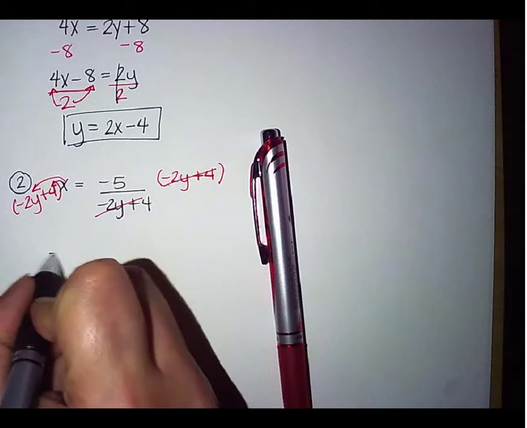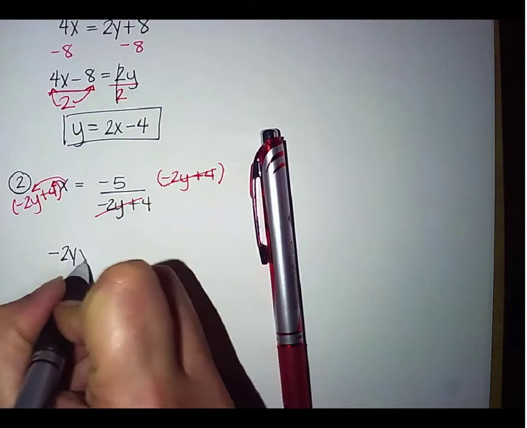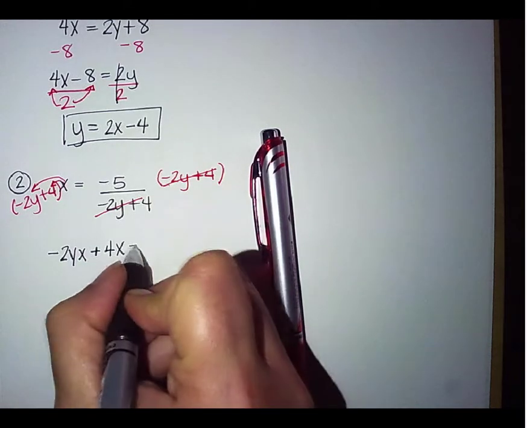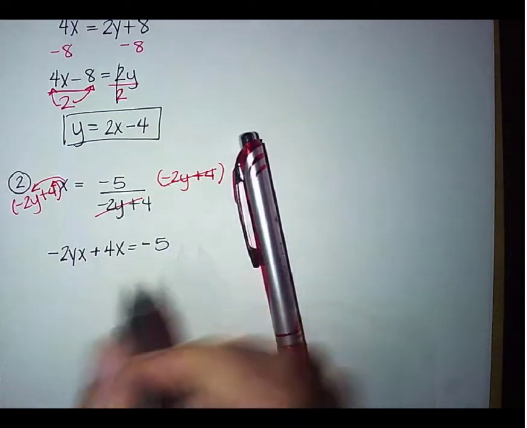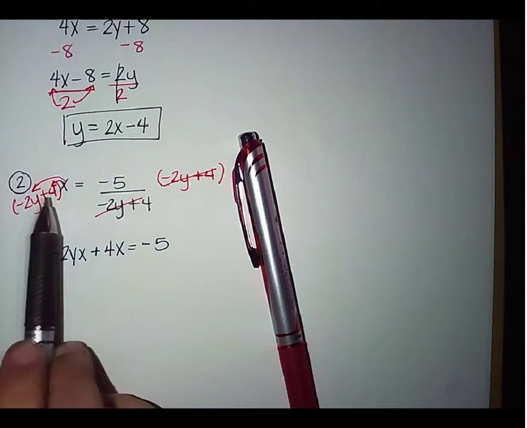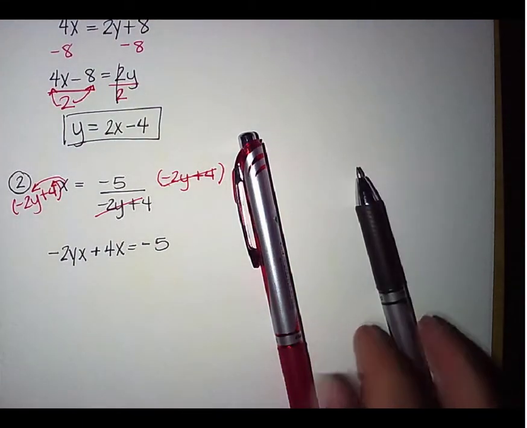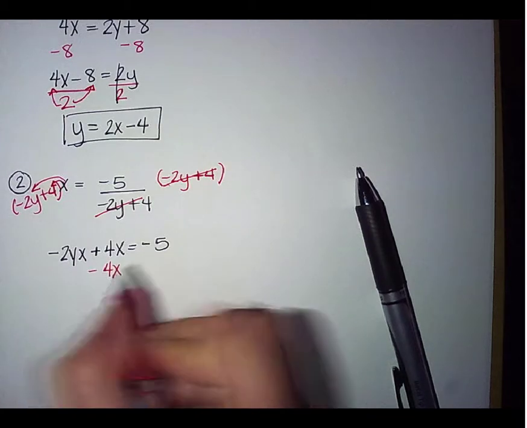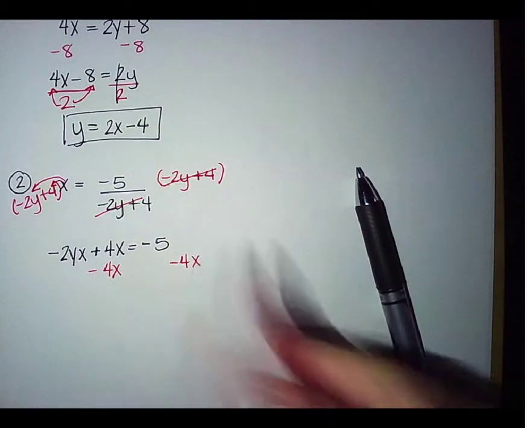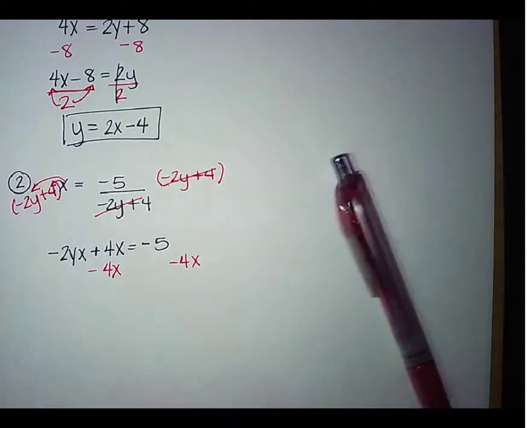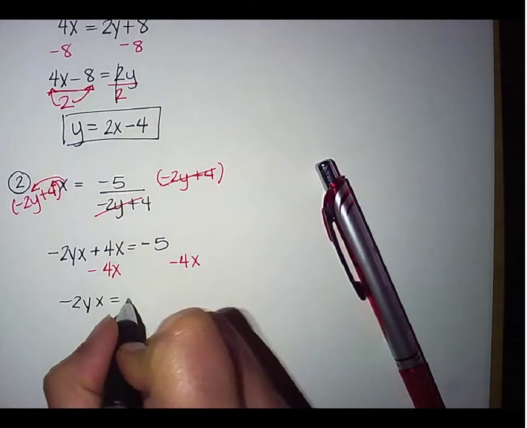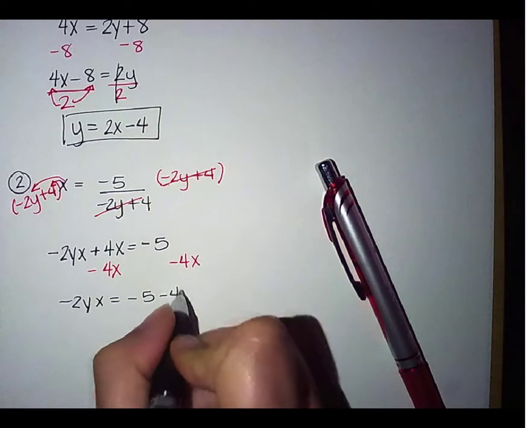Remember, when you're doing the multiplication through with the x, make sure that you do multiply that to both of those terms. It's so easy sometimes to multiply it to the 2y, but forget about the 4. So now we're going to move that 4x. Again, it's plus, so we're going to subtract the 4x. So we get negative 2yx equals negative 5 minus 4x.